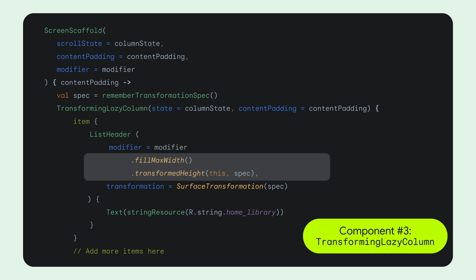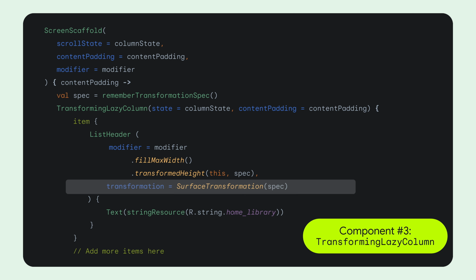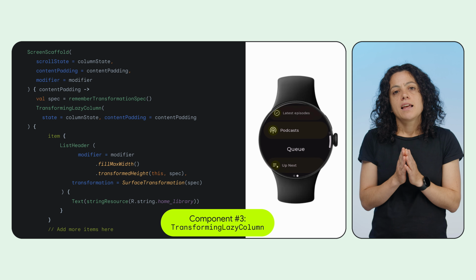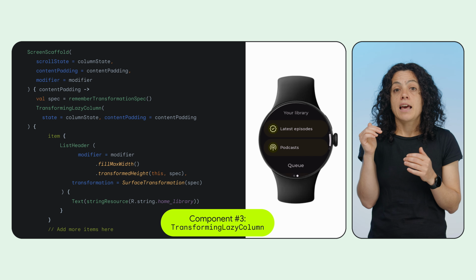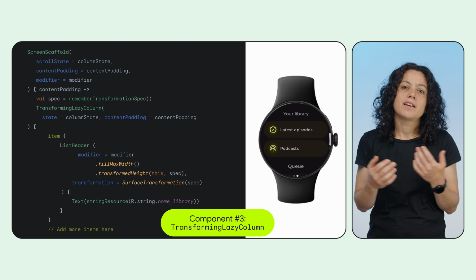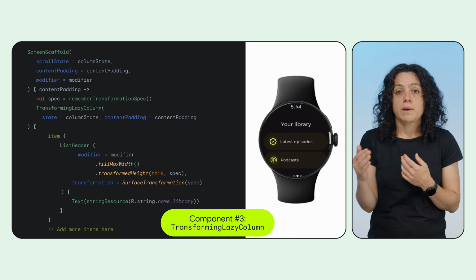Then, for each item of the list, you use modifier transformedHeight to calculate the changed height that will be passed into the TransformingLazy scope based on the transformation spec. Lastly, you set the transformation creating a new surface transformation. This will cause the container of the component to dynamically change content separately from the background. Finally, this is the end result. The list items shrink in height and width when approaching the top and bottom edges of the screen. This was quick. We used a computed transformation spec.